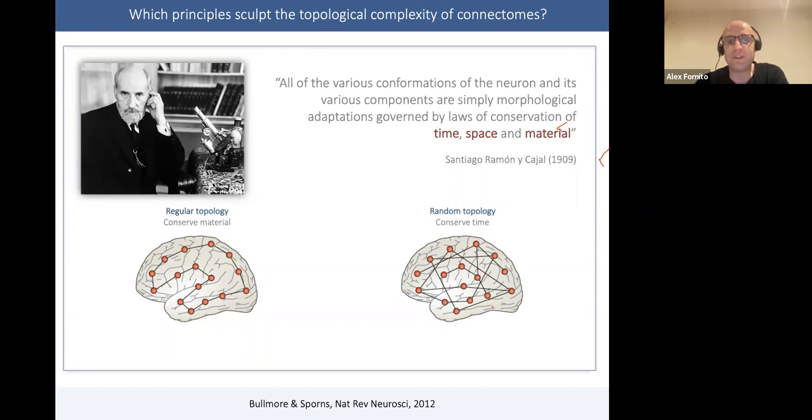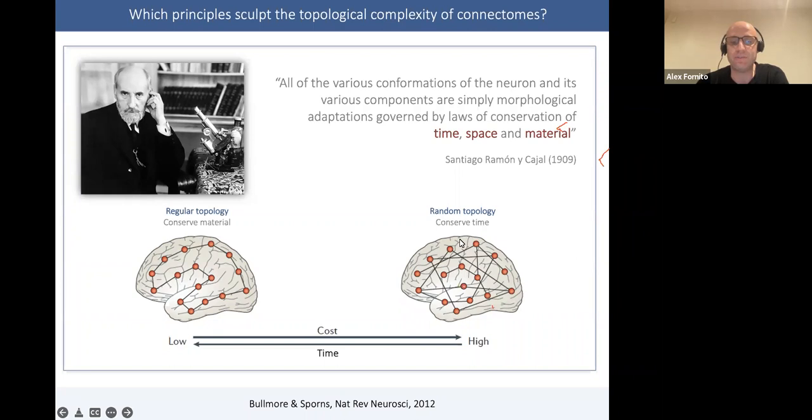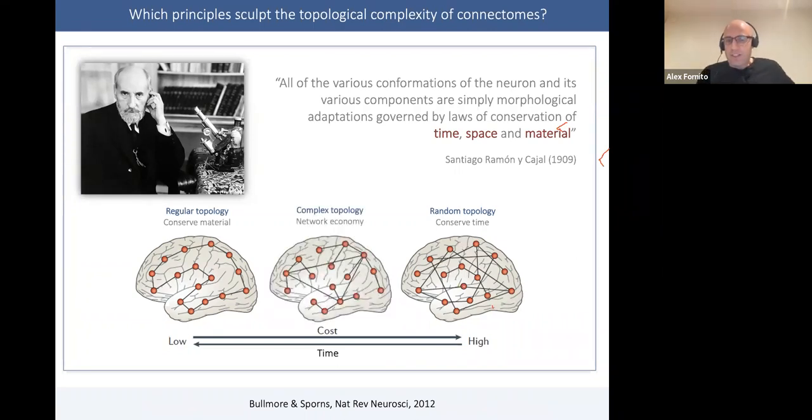So we're faced with a bit of a trade-off here. On the one hand, we can optimally conserve material and wiring cost at the expense of time. On the other hand, we can conserve time at the expense of material. Now, we know from a lot of different empirical studies that the brain likely occupies a position somewhere in between these two extremes.